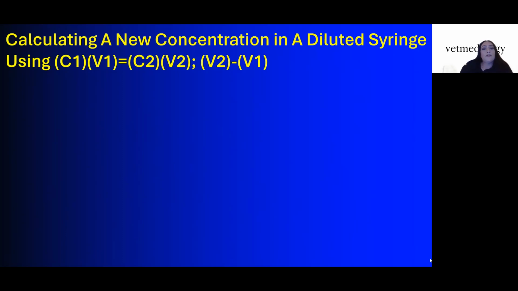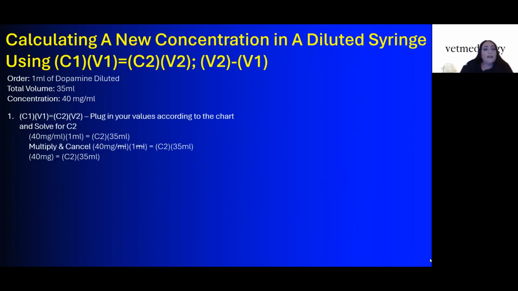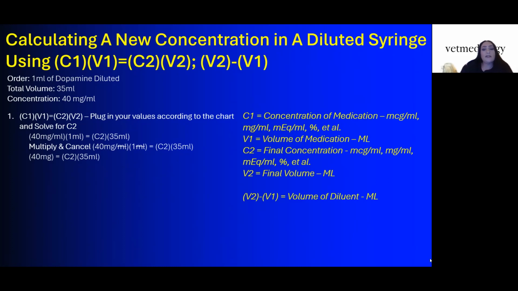So calculating a new concentration in a diluted syringe using C1V1 equals C2V2 and V2 minus V1. Our order is 1 ml of dopamine diluted. The total volume in the syringe is 35 mils. The concentration of dopamine is 40 mg per ml. So C1V1 equals C2V2. You want to plug in your values according to the chart and solve for C2.